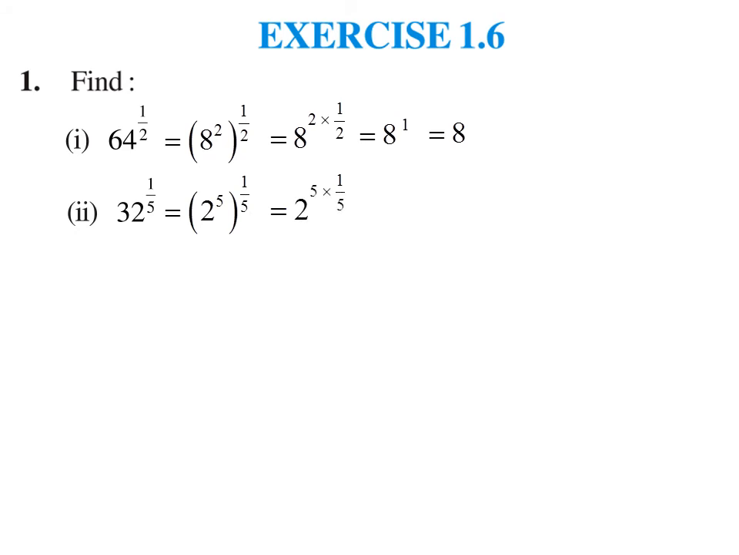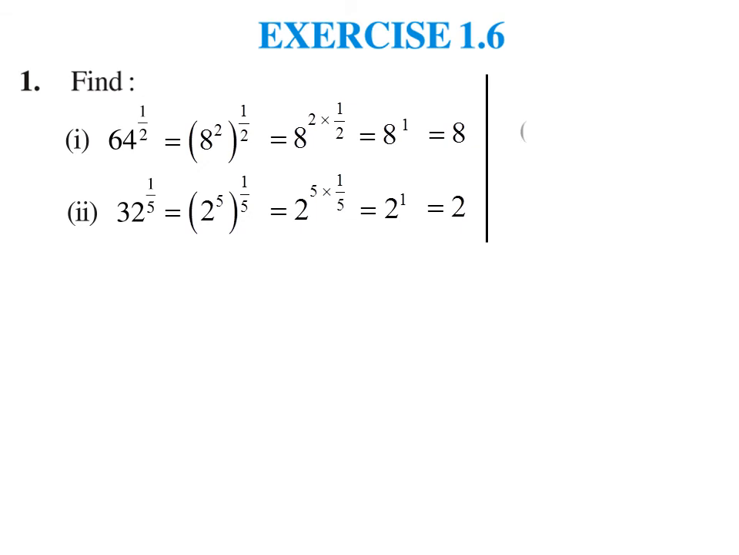So it can be written as 2 to the power 5 into 1 by 5. The 5 will be cancelled out. So again it will become 2 to the power 1. So my final answer will be 2 for this question.